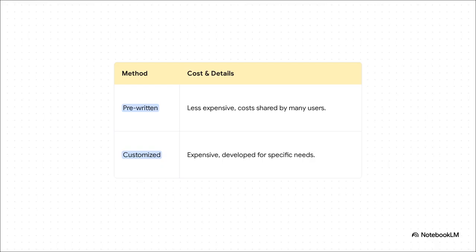But on the other hand, maybe a huge company needs a very specific program just for them. Well, they'll pay a lot more to have custom software built from the ground up. It's kind of like the difference between buying a suit off the rack and having one perfectly tailor-made.